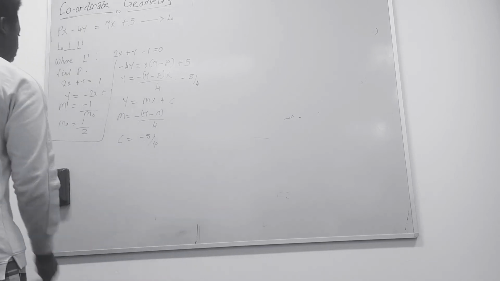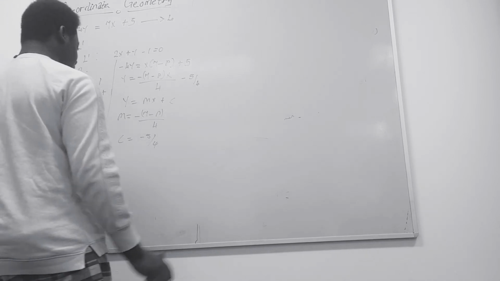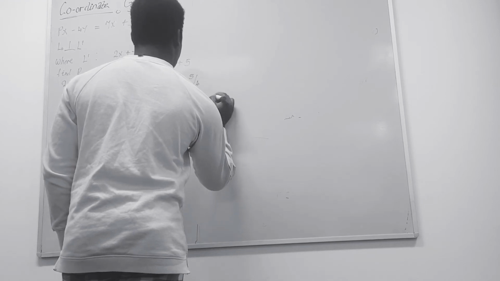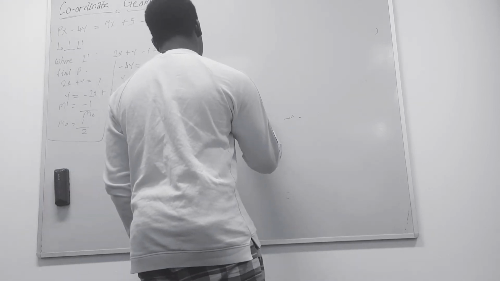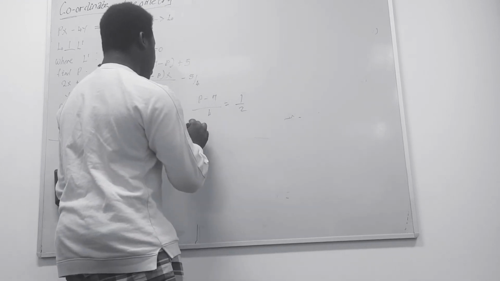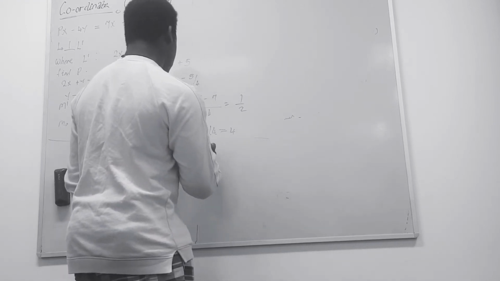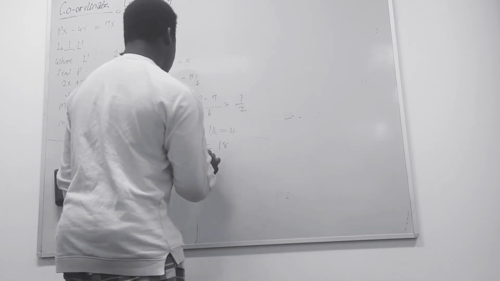Or you can easily solve. Well, you just do the algebra. So you have (p minus 7) divided by 4 is equal to 1/2. Then you can solve for p. To solve for p, that's 2p minus 14 is equal to 4. 2p is equal to 18. p is equal to 9.